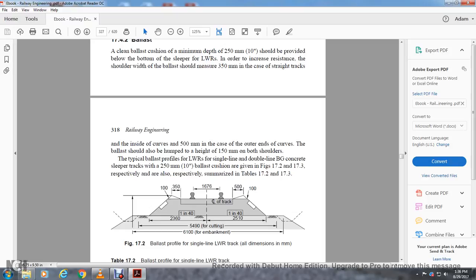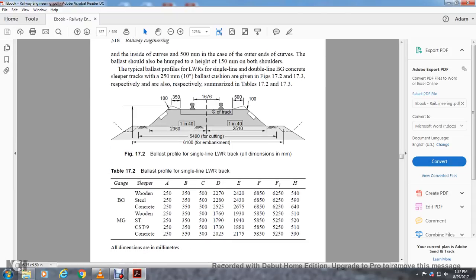2360 and 2510, 1 in 40, 100 meters from the 100 millimeters, 350 millimeters from the sleeper, 1676 from the inside of the gauge of the track, 500 meters off the end of the track of the 100 millimeters slope.